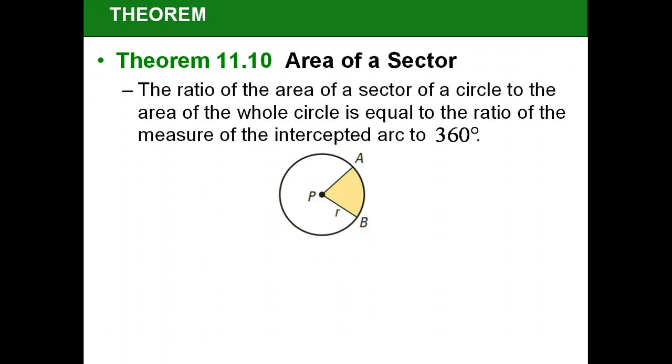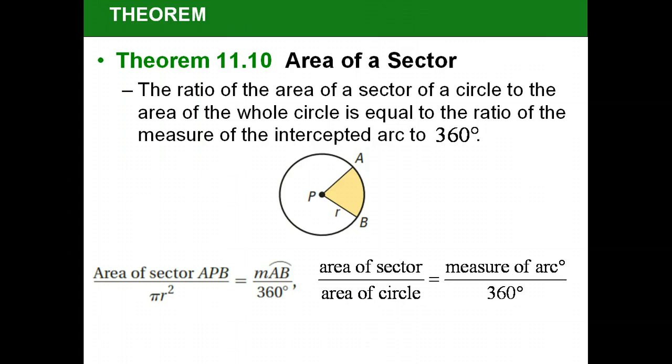So to find the area of a sector, what we're going to look at is the ratio of the area of the sector to the area of the whole circle, and that'll have to be equal to the measure of the arc compared to the 360 degrees for the entire circle. So this is very, very similar to what we did in finding arc length, except instead of the length of the arc over the circumference of the circle, this time we have the area of the sector over the area of the circle, which is proportional to the measure of the arc over 360.